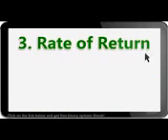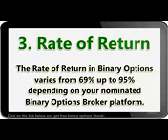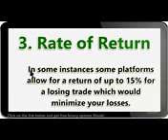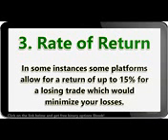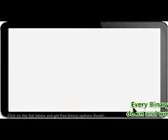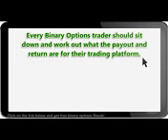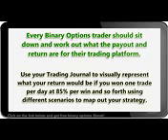3. Rate of return. The rate of return on binary options varies from 69% up to 95% depending on your nominated binary options broker platform. In some instances, some platforms allow for a return of up to 15% for a losing trade, which would minimize your losses. Every binary options trader should sit down and work out what the payout and return are for their trading platform. Use your trading journal to visually represent what your return would be if you won 1 trade per day at 85% per win and so forth, using different scenarios to map out your strategy.